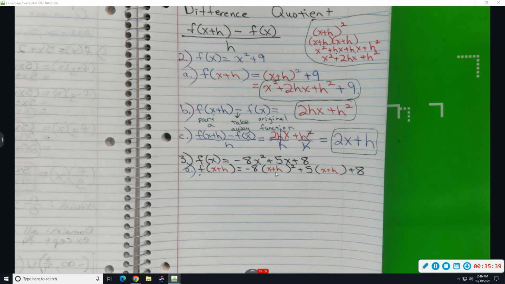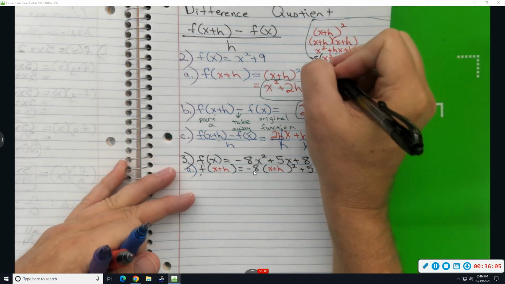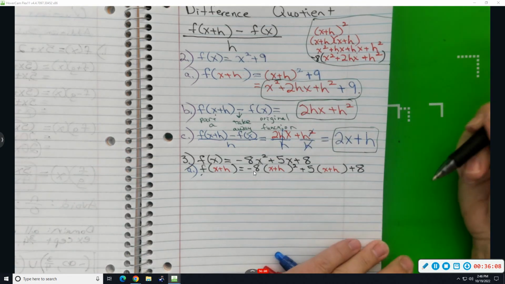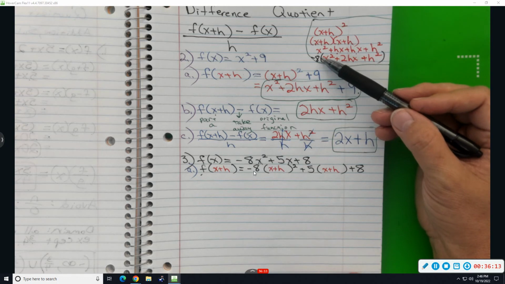So, we see that we need x plus h squared. We already have x plus h squared right up here. It's already written out for us. We went through that earlier. Hey, but we have something in front of the x plus h squared. What have we got? A negative 8. So we're going to have to distribute through a negative 8. Any questions on my logic there? There's the expansion. We're going to distribute through a negative 8.